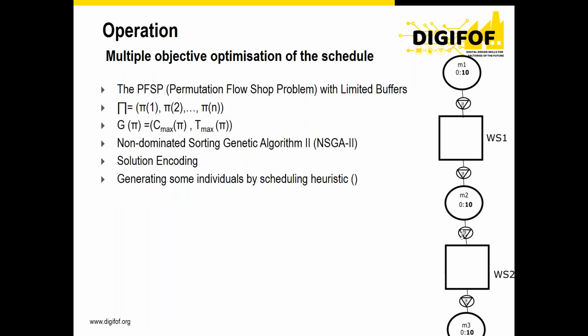Other types of problems, and further discussion can show this, are more complicated to treat. For example, if you want to make a multi-objective optimization of the schedule, in this example is a problem of permutation flow shop problems with limited buffers. Limited buffers introduce some supplementary constraint in that a machine cannot discharge in a full buffer.